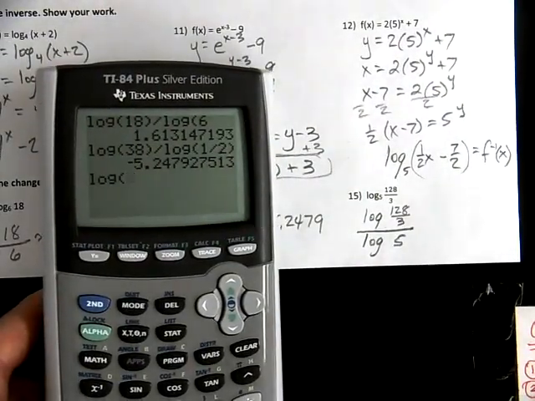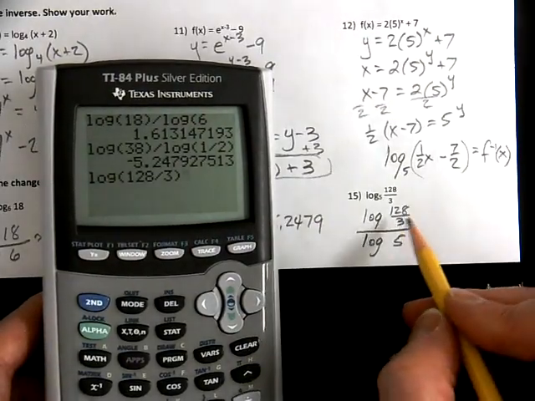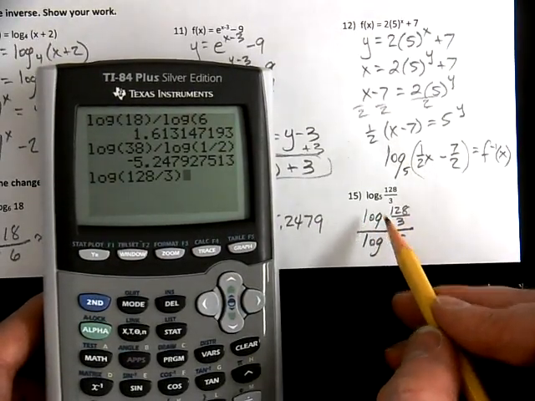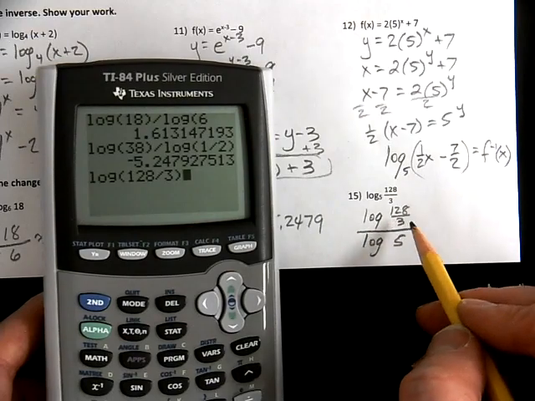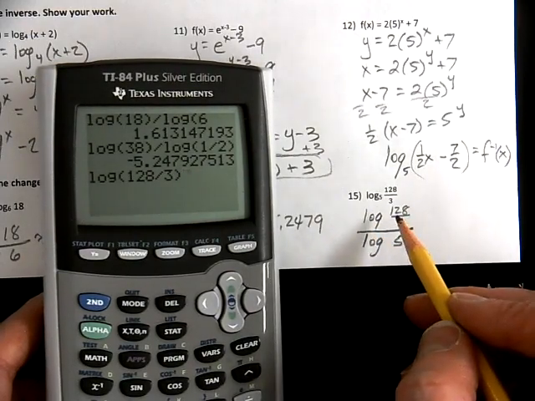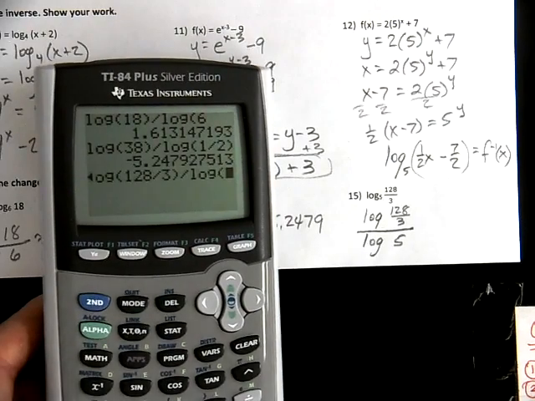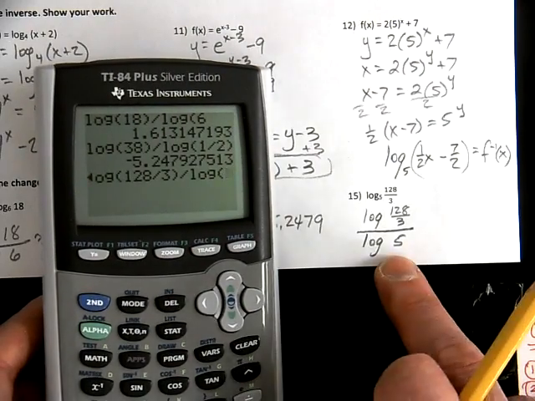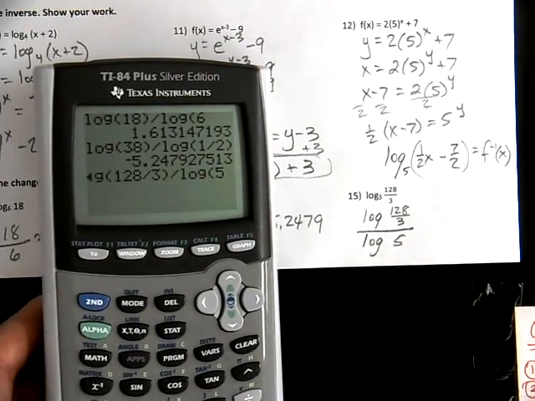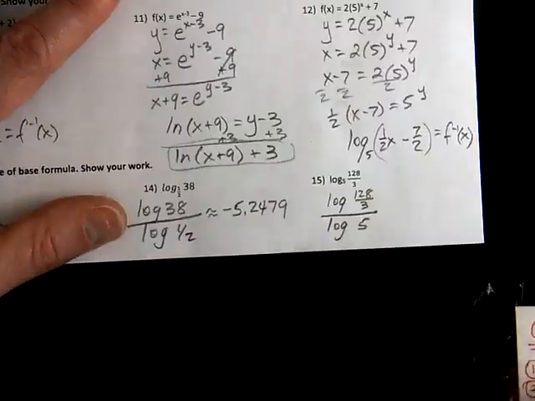So we can say log 128 divided by 3. You could separate this. You could call this log 128 minus log of 3. That would calculate it out the same amount. Log of 5 gives 2.33.